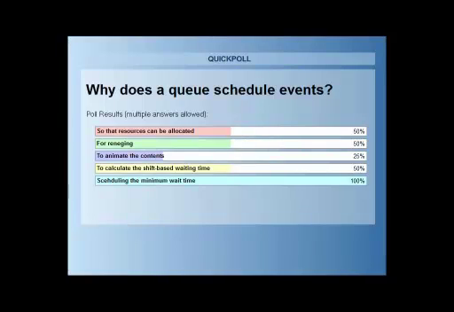So we don't need it for the resources, because the resource manager or the resource pool blocks actually deal with the resources. And animating the contents is just done as items come and go. And then the shift-based waiting time is actually done by the shift block. So the shift block is scheduling events, not the queue block in that case. So that was a little bit of a trickier one there. It looks like we did pretty well on that.